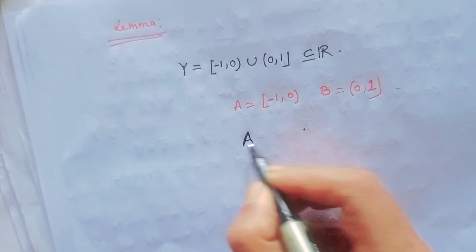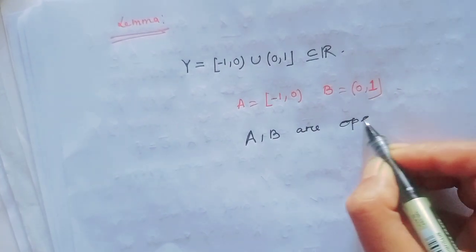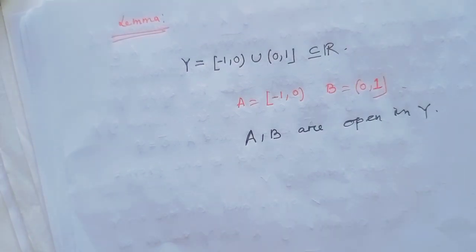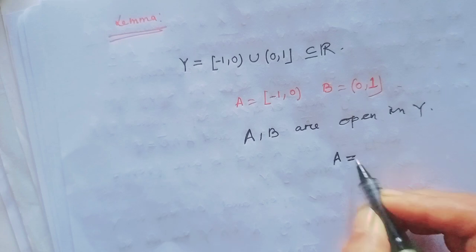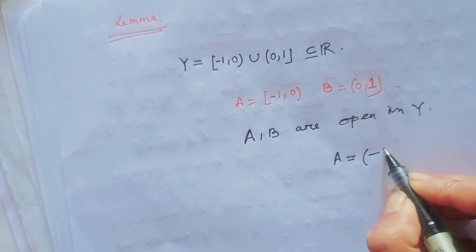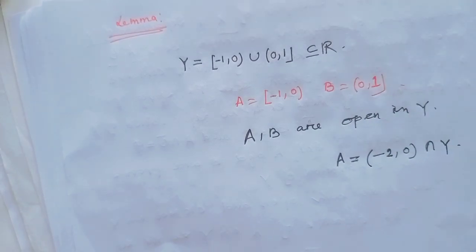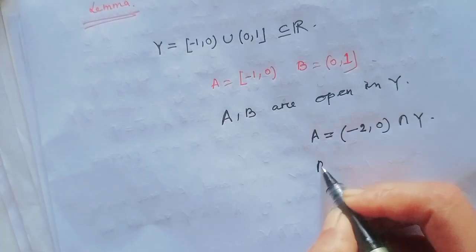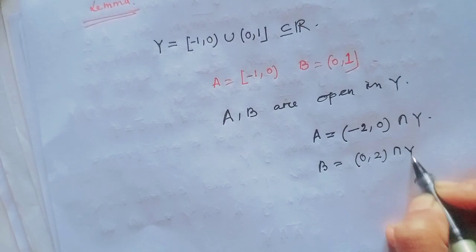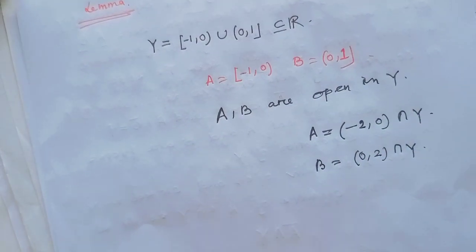And these A and B are open in Y because A equals (-2, 0) intersection Y and B equals (0, 2) intersection Y. So A, B are open sets in Y.